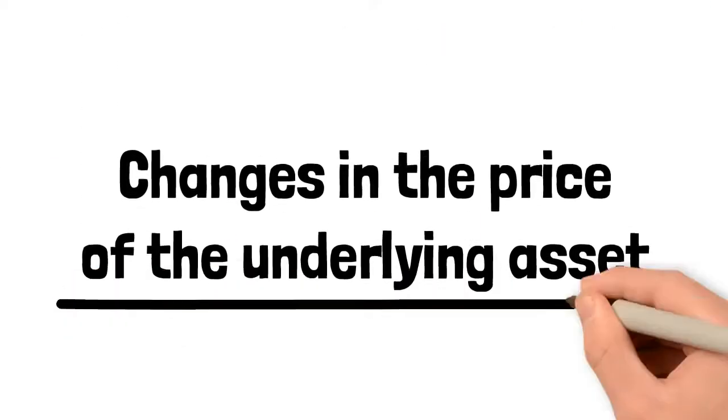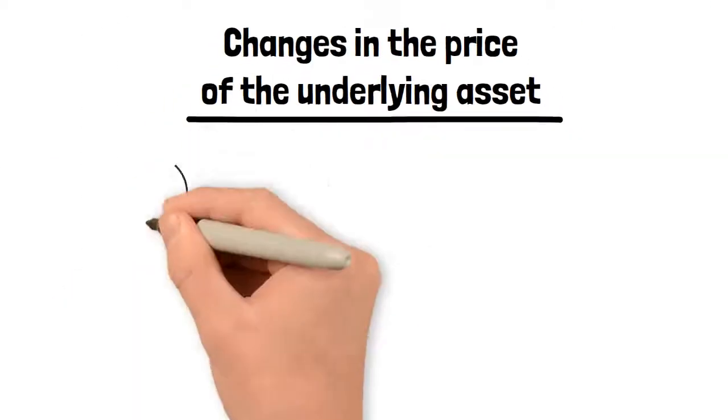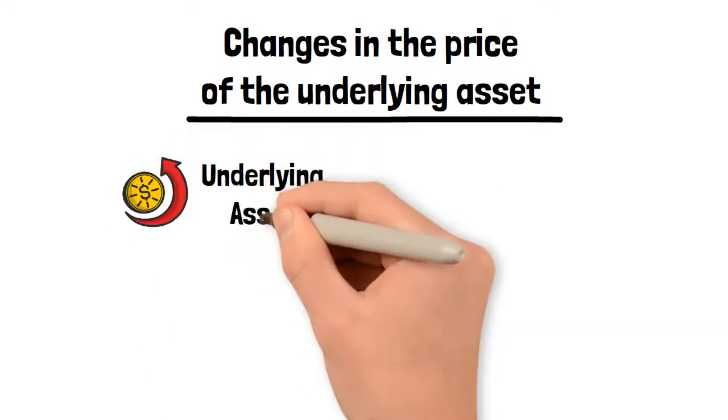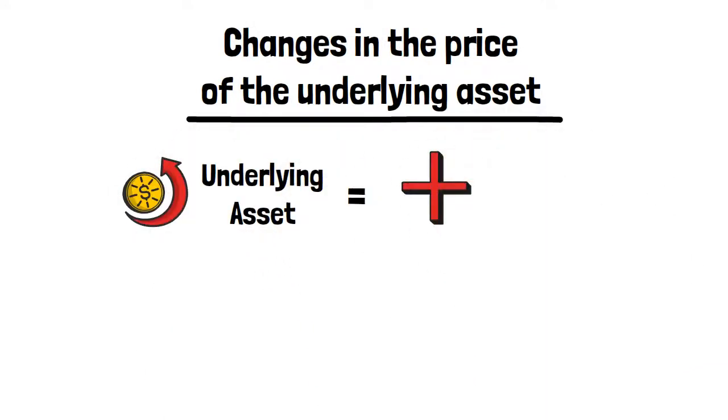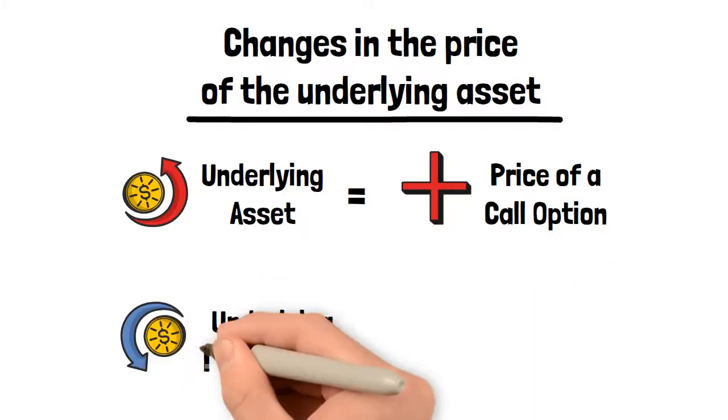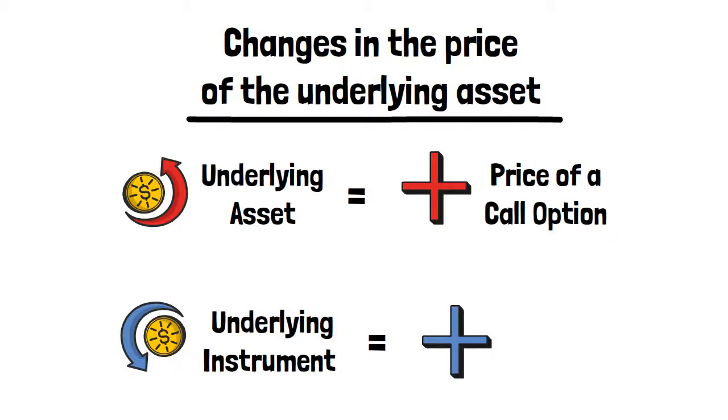Changes in the price of the underlying asset. An increase in the price of the underlying asset usually is a positive influence on the price of a call option. A decrease in the price of the underlying instrument usually is positive for put options and vice versa.